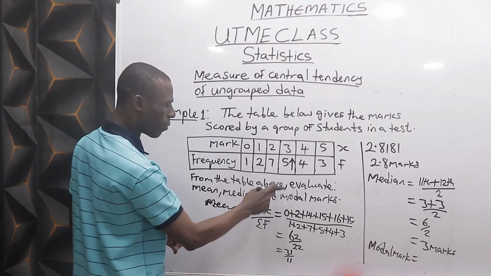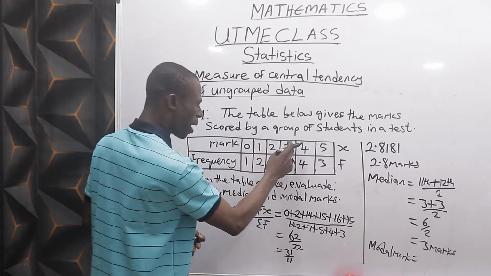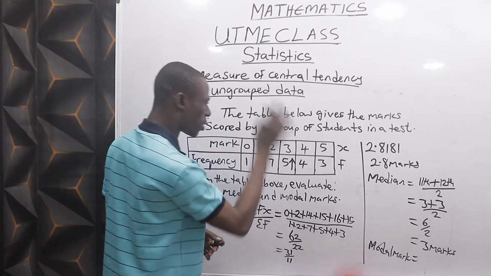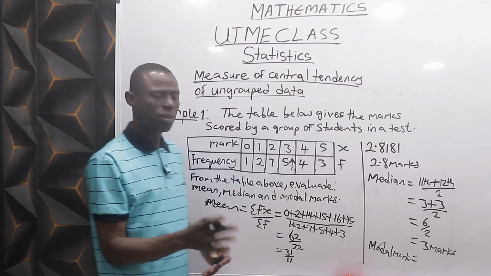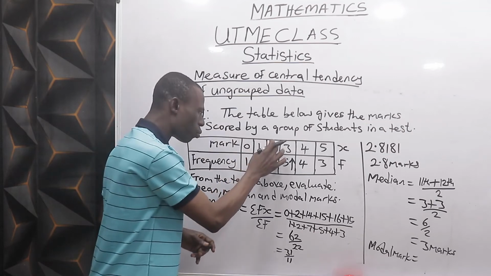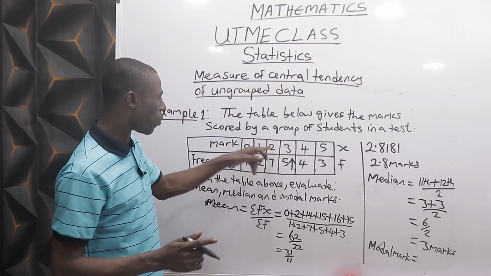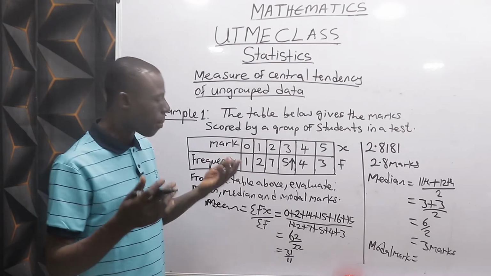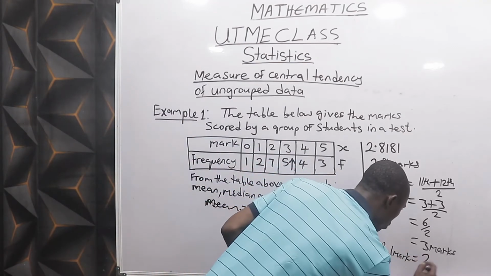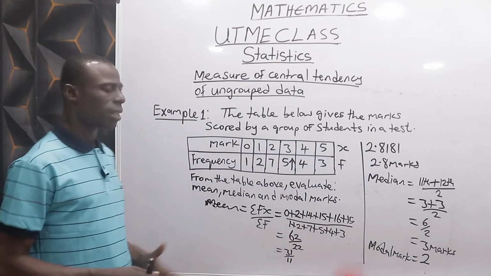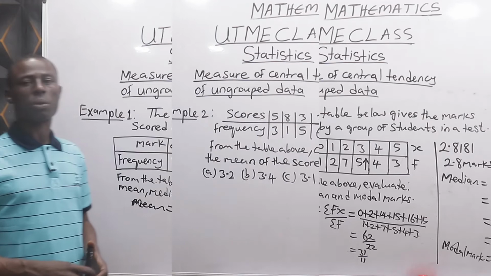2 marks appear 7 times. 3 marks appear 5 times. 4 appears 4 times. 5 appears 3 times. It is only 2 that appears the most. It appears 7 times. Therefore, that 2 is our modal mark. Modal mark is 2. Do you understand? And that is it. Let's consider another example.